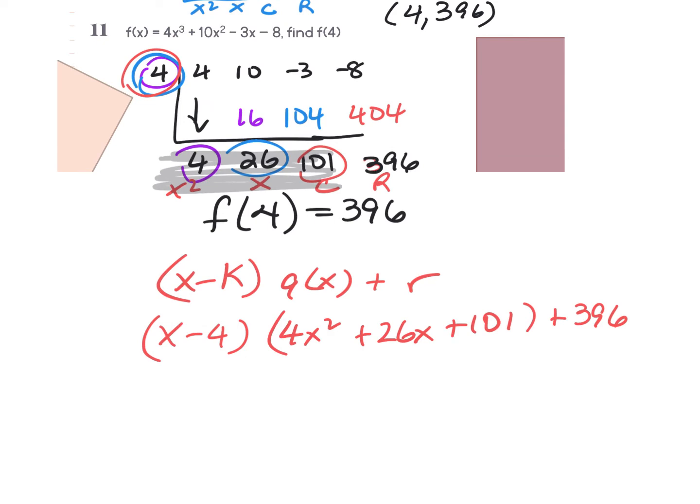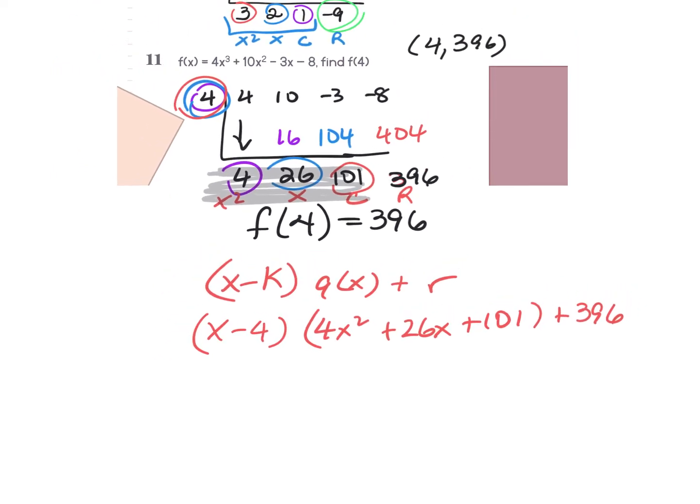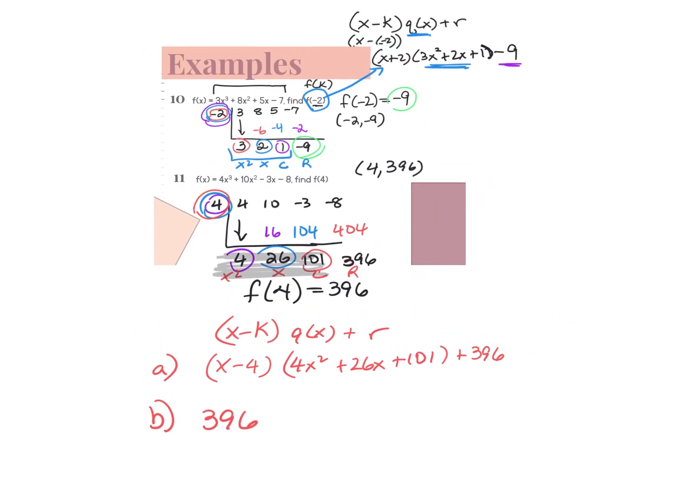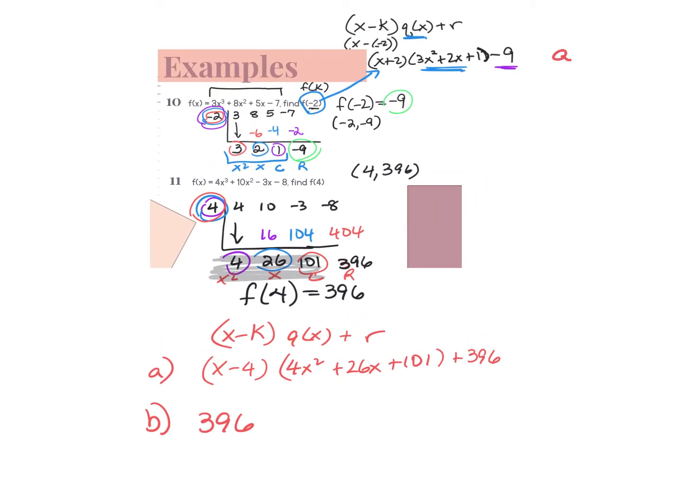Now, another part of it, it's going to have an A part and a B part. So the answer to A is that. The answer to part B in the WebAssign is just the remainder. So on the same one up here, this would have been the answer for part A. Part B here is going to be -9. So you're going to write it in the format for A, but the B answer is the remainder.